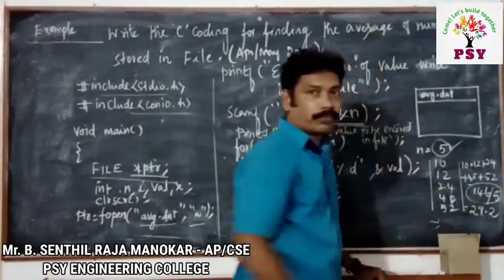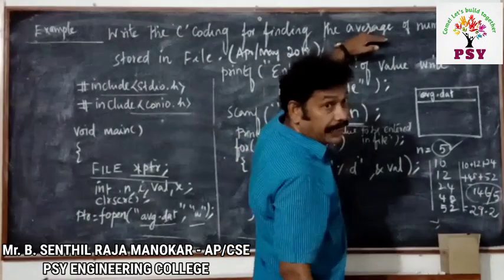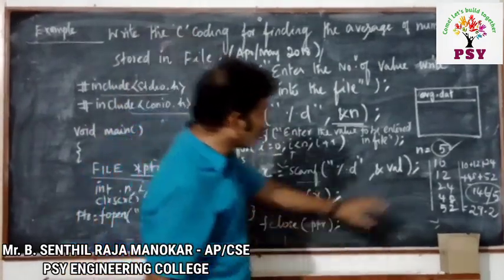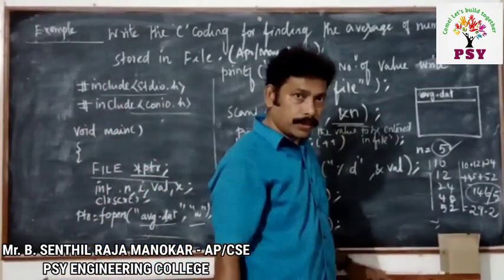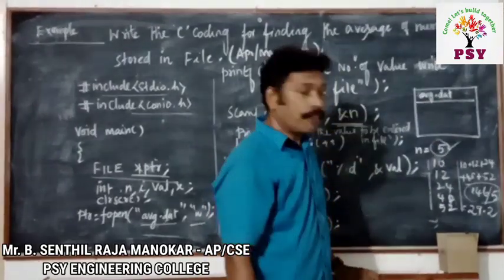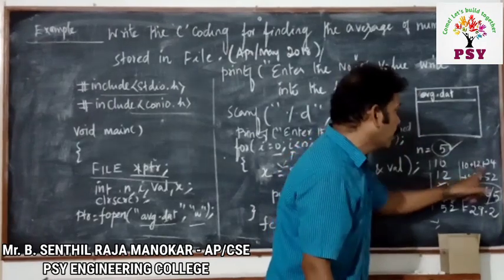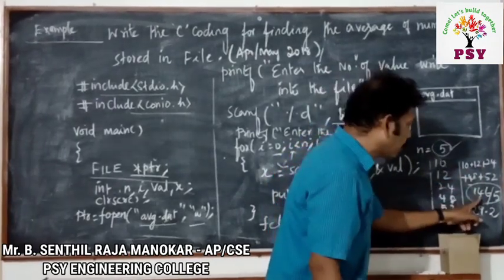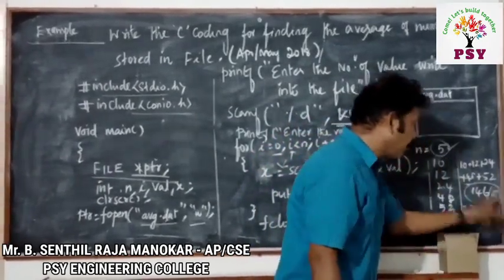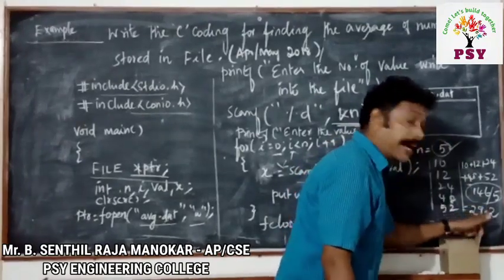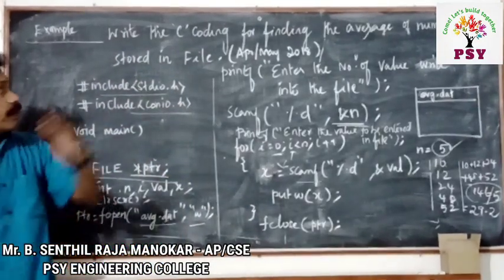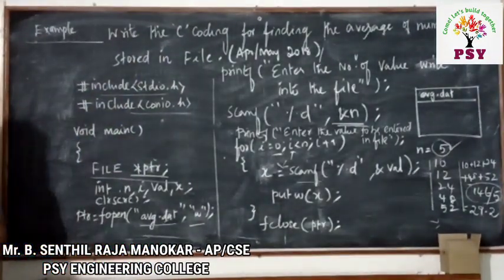That is the problem. The average has to be calculated from the numbers which were stored in the file. So first we have to store these values, then we have to get the values for calculation. That is the addition of all 5 values, which gives the answer 146. Then that 146 has to be divided by 5 numbers. What average will it give? 29.2. That problem has to be done through the file. That is the problem we have in the April-May 2018 Anna University question.